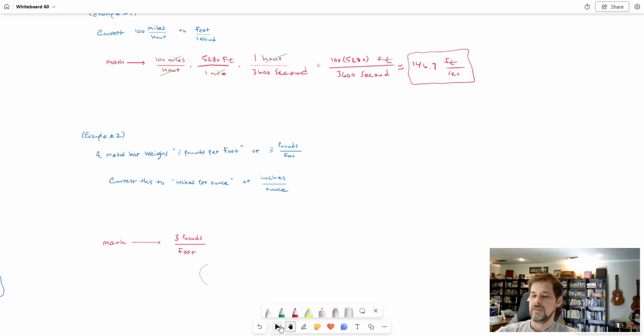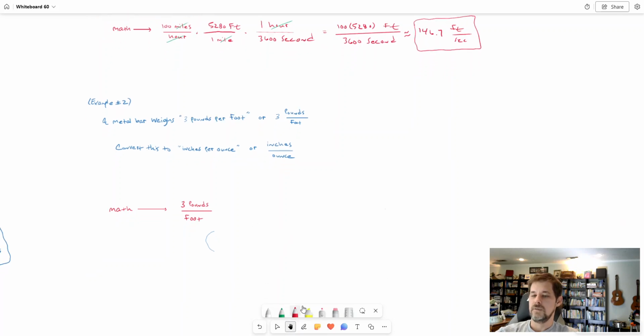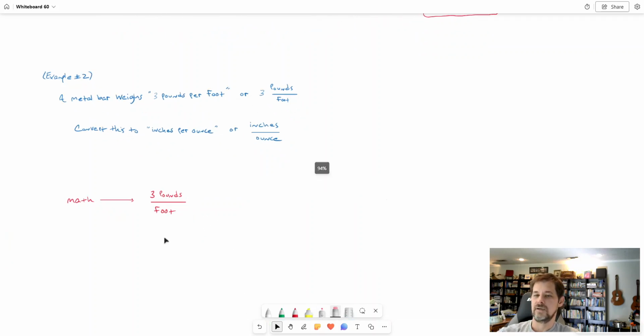So let's see. Let's do this one where this is not really a hypothetical situation. We have a metal bar that, let's say, weighs 3 pounds per foot. So it doesn't matter how long the bar is, but suppose maybe a factory produces this kind of metal bar. Maybe it's used in construction or something, and we know that every foot of the bar weighs 3 pounds. So if the bar was 2 feet, it would weigh 6 pounds. But we're just saying its weight can be expressed as 3 pounds per foot.